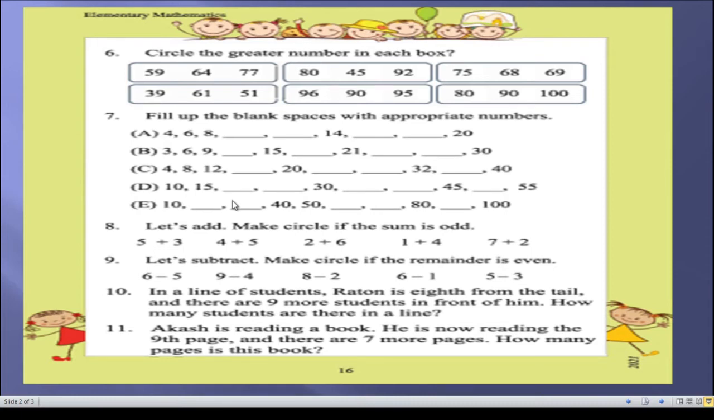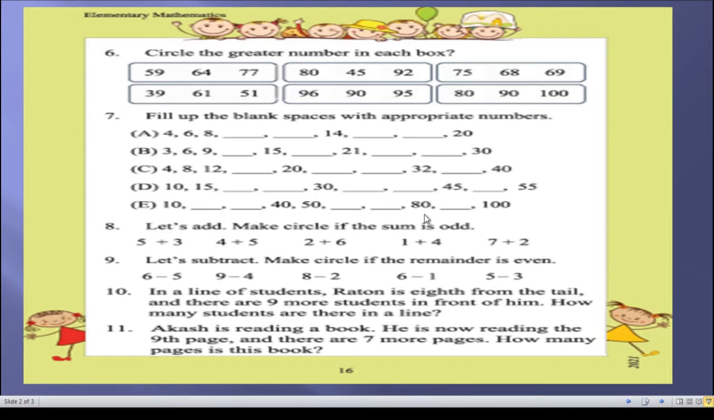30 plus 10 is equal to 40, and that is why you are seeing a 40 here. 40 plus 10 is equal to 50, and that is why you are seeing a 50 here. 50 plus 10 is equal to 60, and that is why you should write a 60 here. 60 plus 10 is 70 here. 70 plus 10 is equal to 80, and you are watching 80 here.